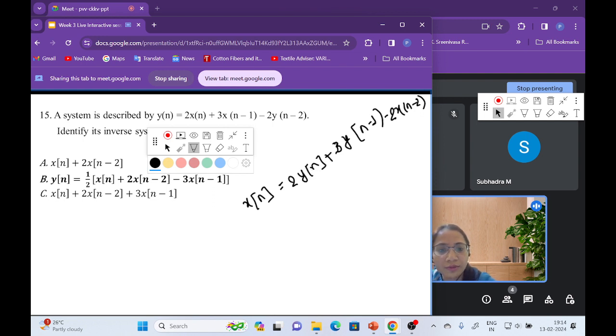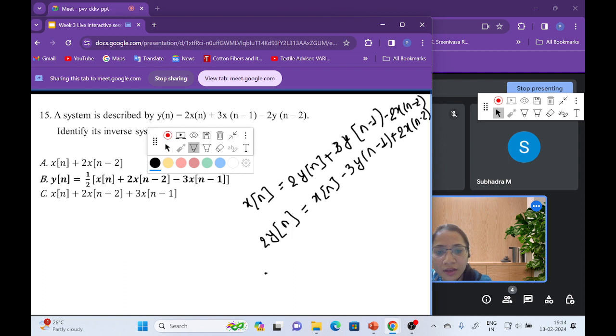So what do we need to do? Just try to do that in order to find out y of n. So in the left hand side we will take these values to the left hand side. So x of n minus 3y of n minus 1 plus 2x of n minus 2.